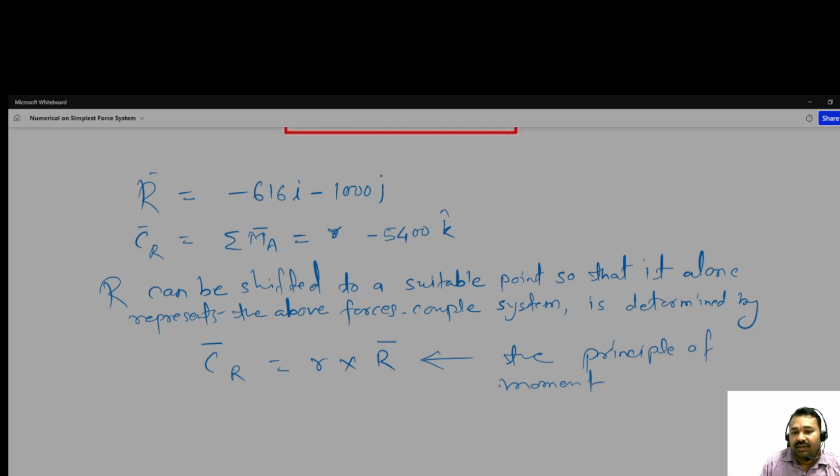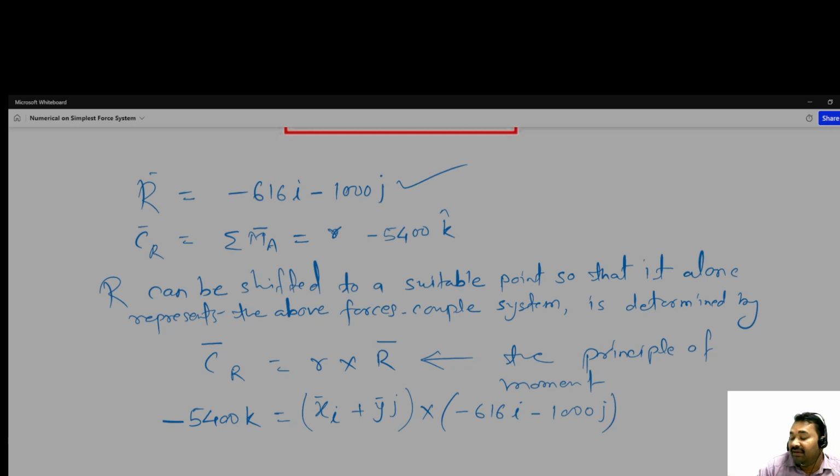Okay, and here, so CR is equal to what? This is equal to minus 5400 K, and R, let's say X I and Y J, and it's the cross product of R with this one. So this is minus 616 I minus 1000 J.